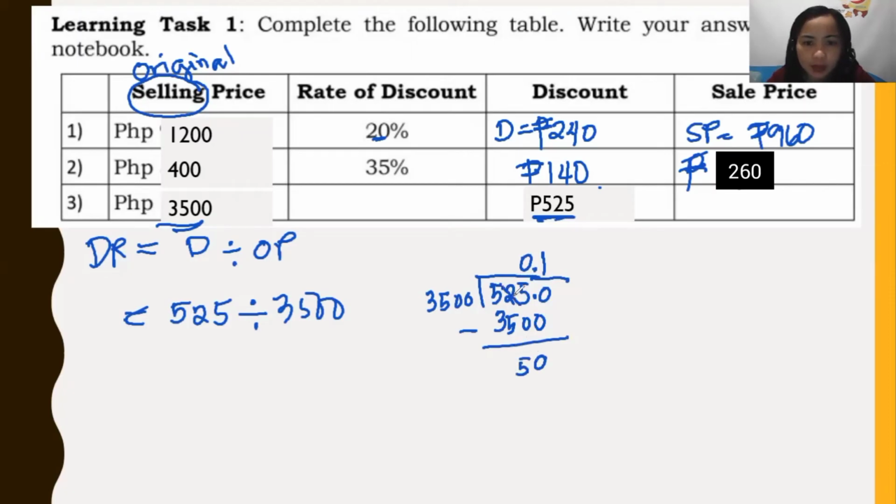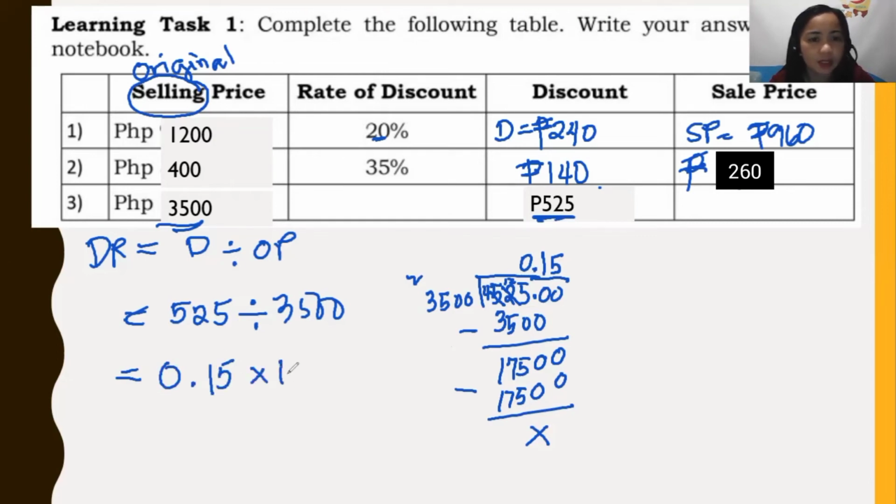2 minus 5 cannot be. This will become 12 and this will become 4. So 12 minus 5 is 7 and 4 minus 1 is 3. So add another 0. We have 17,500 divided by 3,500 is 5. We get 0, 0. 5 times 5 is 25. 5 times 3 is 15 plus 2 is 17. So exactly, we get the answer as 0.5.